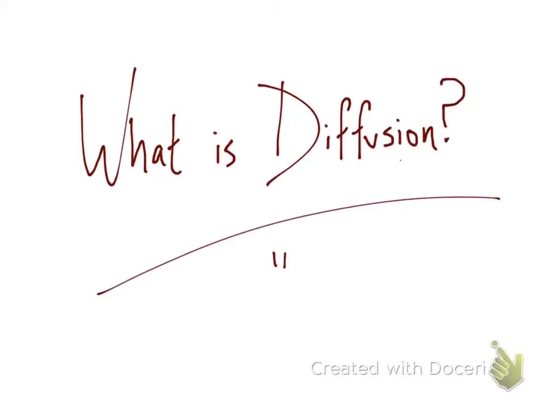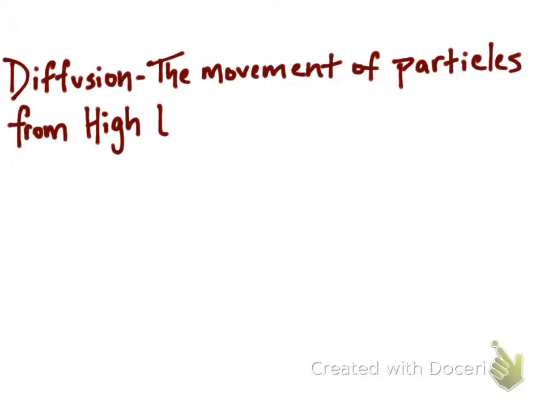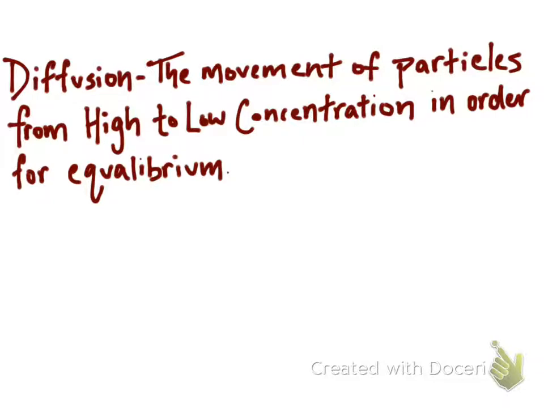So what is diffusion? Well, to start off our discussion, let's look at the basic dictionary definition of diffusion, which is the movement of particles from high to low concentration in order to reach equilibrium. And by the way, I made a slight mistake in reciting that. It's actually molecules. But that's okay. Sorry guys, my handwriting isn't that great on my tablet, but that's okay.